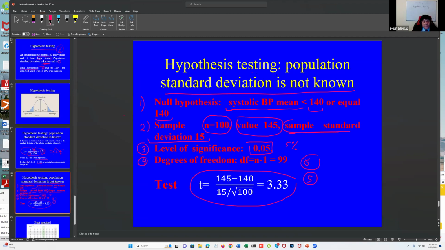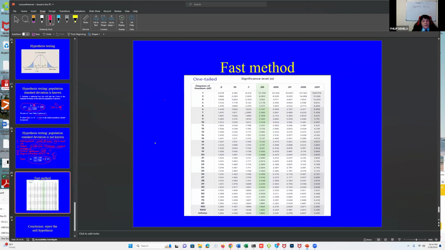So you need to put here 15 divided by the square root of 100, and you have 3.33. Now, what do we do with this? I tell you that with this we can solve so many problems in health care you cannot imagine. With Z or T statistics, we can examine medications, different lab tests, anything you want. Now, as I said, the fast method.